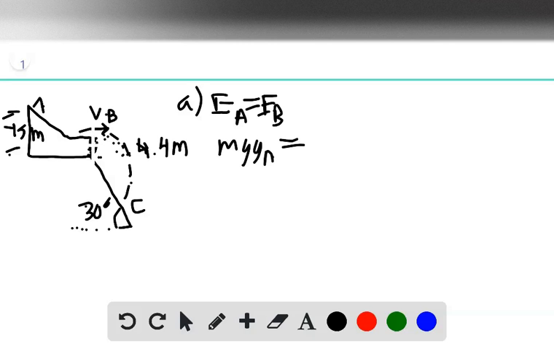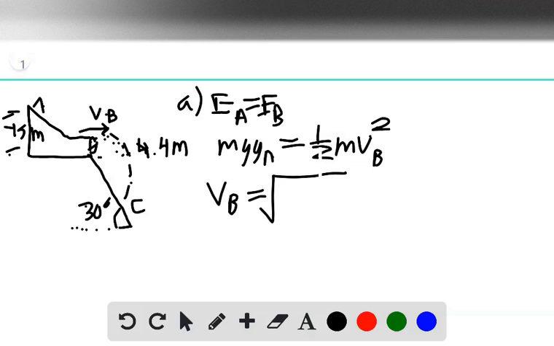if we set B to be equal to 0, just for this part though, then there's no potential down there, it's just 1/2 mvB squared. All right, so rearrange that to solve for vB, and you get vB equals the square root of 2gyA.